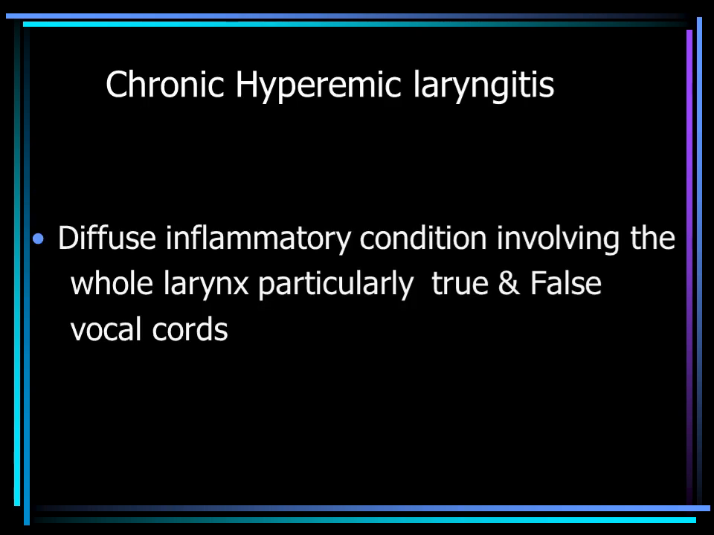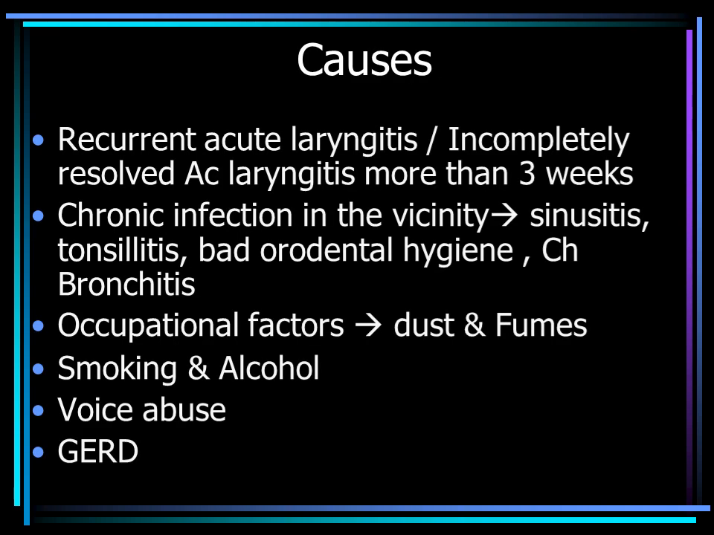In chronic hyperemic laryngitis, there is a diffuse inflammatory condition involving the whole larynx, particularly the true and the false vocal cords. Causes being recurrent acute laryngitis, incompletely resolved acute laryngitis of more than 3 weeks, chronic infection in the vicinity, that is sinusitis, tonsillitis, bad oral and dental hygiene, or chronic bronchitis. Occupational factors being dust and fumes, smoking and alcohol, voice abuse, and GERD.